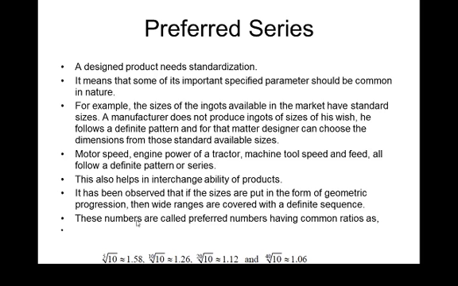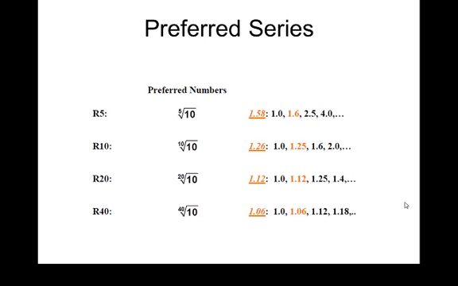Now suppose there are some basic sizes: R5, R10, R20 and R40. R means it is the preferred series. R5 means the 5th root of 10, and the value is 1.58. R10 means the 10th root of 10, which is 1.26. R20 is 1.12. R40 means the 40th root of 10, which is equal to 1.06.